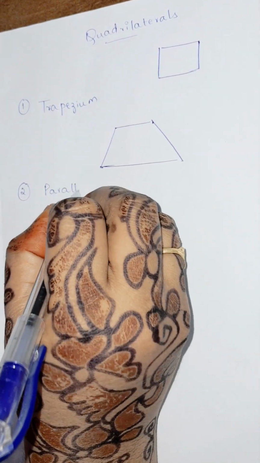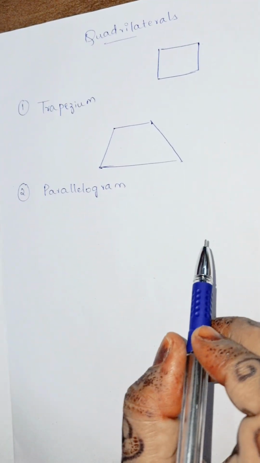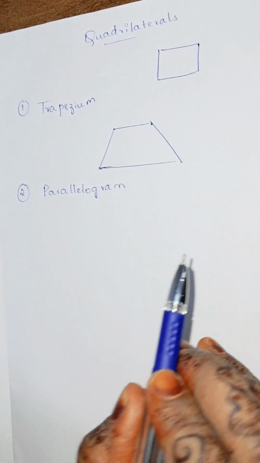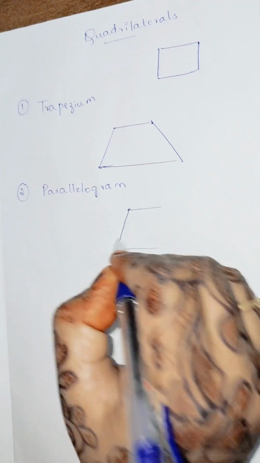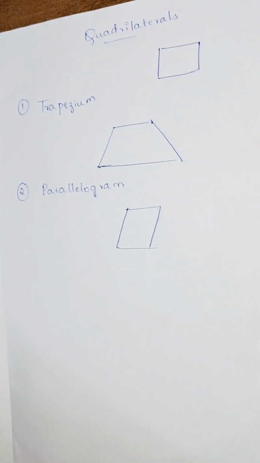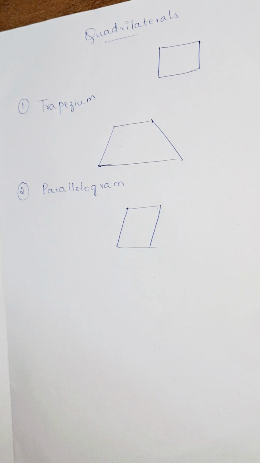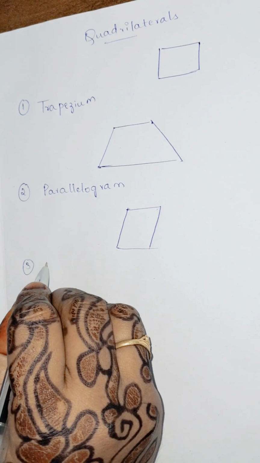Parallelogram. So this is the next figure. The quadrilateral in which both pairs of opposite sides are parallel is called a parallelogram. Means this and this are parallel, and this one is parallel. Any figure in which both pairs of lines are parallel to each other, we call a parallelogram.